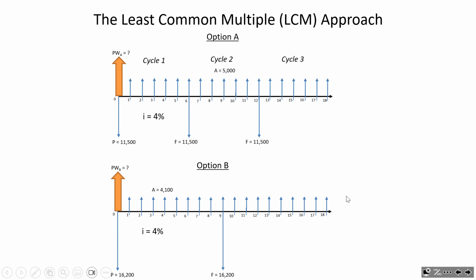And the same thing is true for option B. We bought the item at the end of the last year, so that option B is in use the whole time. LCM.